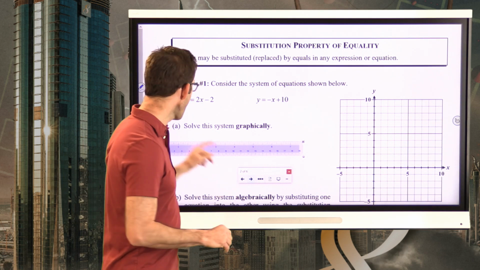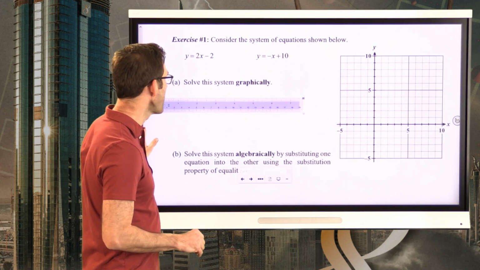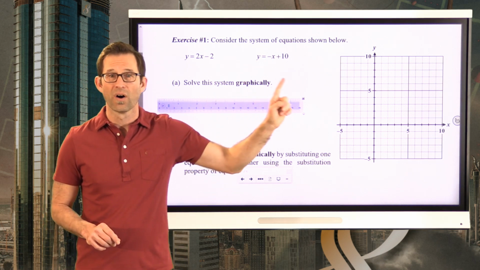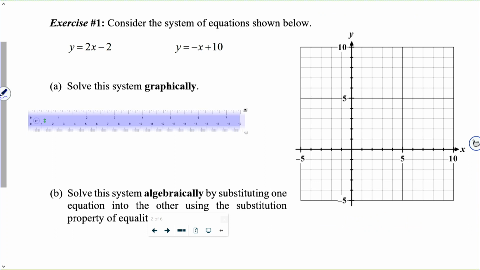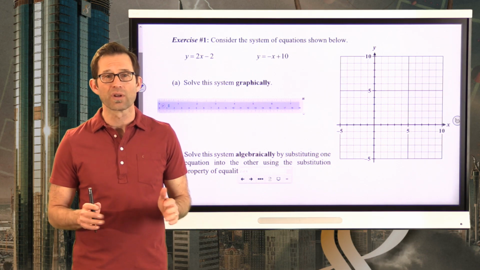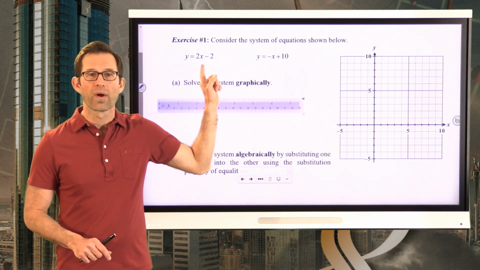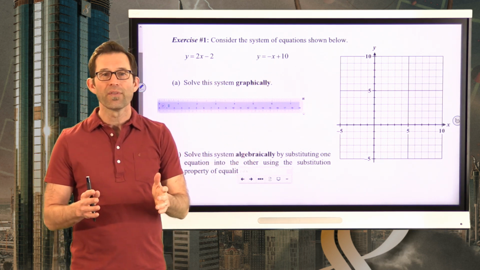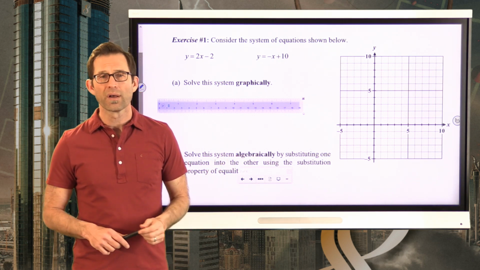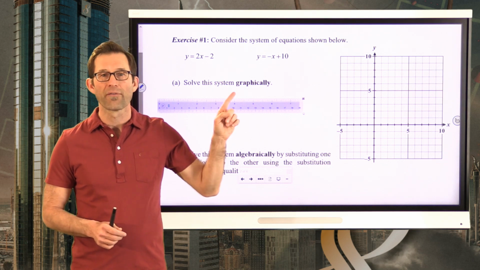Anyway, let's take a look at exercise number 1. Let's not worry so much about that substitution property of equality for right now, because in exercise number 1, what we want to do is solve this system. It says, consider the system of equations shown below, y equals 2x minus 2, and y equals negative x plus 10. Letter A, solve this system graphically. All right, well, this was the entire thrust of our last lesson. You should have gotten lots of practice on it in the homework. Why don't you go ahead and graph these lines, find their intersection point, write it down. You don't have to do the check like we were doing in the last lesson, but go through the process and solve the system graphically.